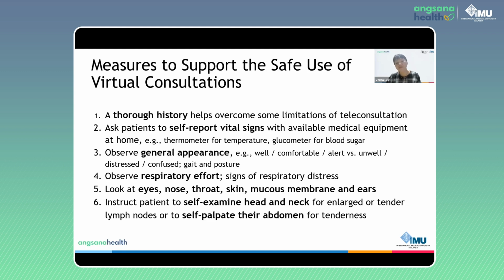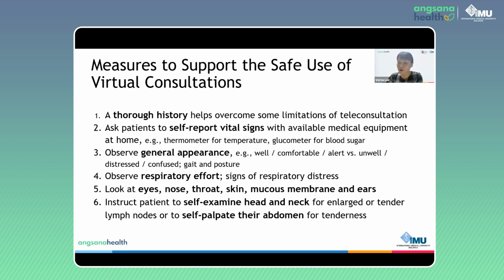If you think the general appearance is important, you have to ask the patient to switch on the video, and also look at how the patient is breathing. Today, I'm just going to tell you, but next week, you're going to watch some videos on how doctors or nurses can examine eyes, nose, throat, skin, mucous membrane, and ears. So don't be surprised, this can be done, and it's quite helpful. It's a limited physical examination that we can do.